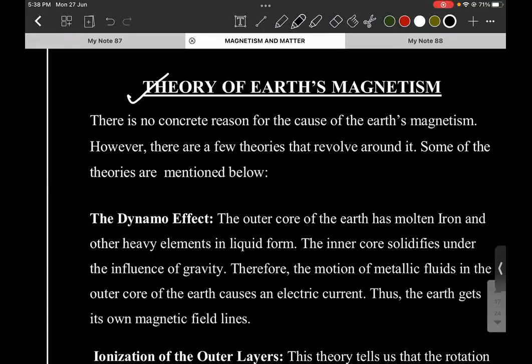For that, you have something called the elements of Earth's magnetism. Okay, we'll be discussing two things here. One is, why is Earth's magnetism even existing in the first place? That is, why is Earth exhibiting magnetism? Secondly, we will try to understand what are all the elements that are associated with this kind of Earth's magnetism.